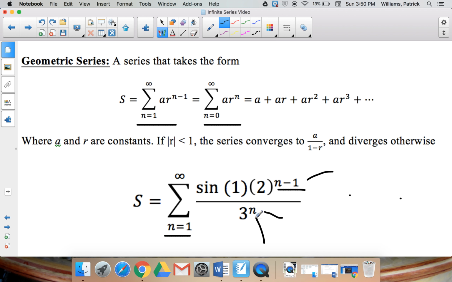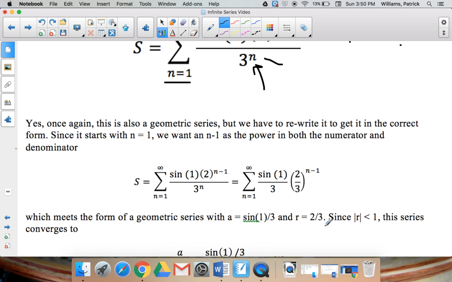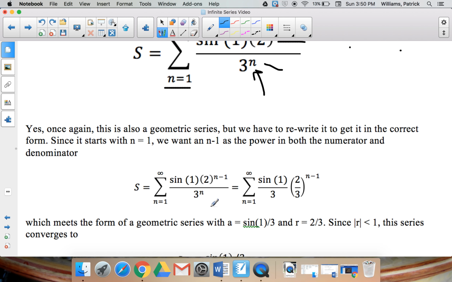So let's see if we can switch this n to an n minus 1. Then if we were able to do that, we would be able to get something in the form of a geometric series. So again, what we can do is pull a 3 out of this term right here. Then that becomes 3 times 3 to the n minus 1. Therefore, we've just rewritten this series, but now it's in the form of a geometric series. We start with n equals 1, and it goes to the n minus 1.